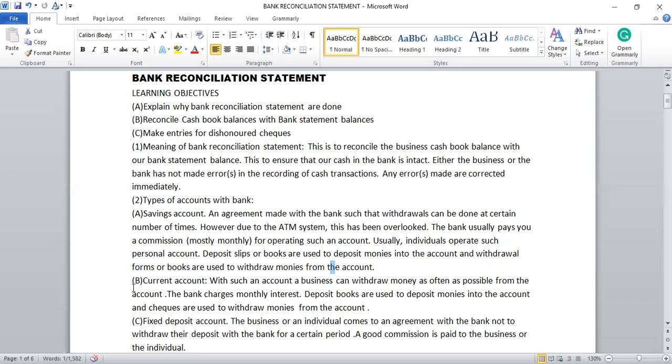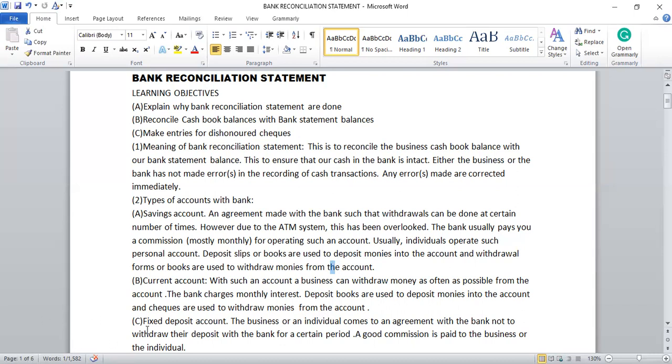Let us continue. B, current account. With such an account, a business can withdraw money as often as possible from the account. The bank charges monthly interest. Deposit books are used to deposit money into the account, and checks are used to withdraw money from the account. So the second type is the current account. You put money into the bank and you can withdraw it at any time. The bank will charge you for the service they are providing, monthly. You can use a deposit book or slip to deposit money to the bank, but if you want to withdraw, it's only a check that you can use.